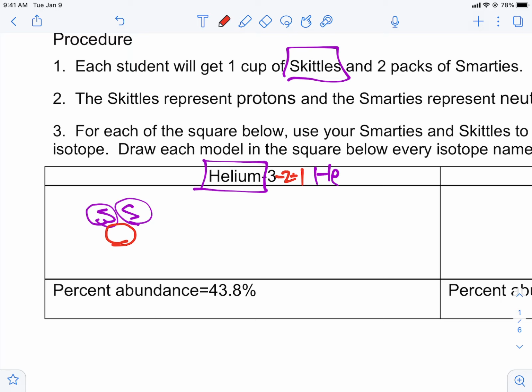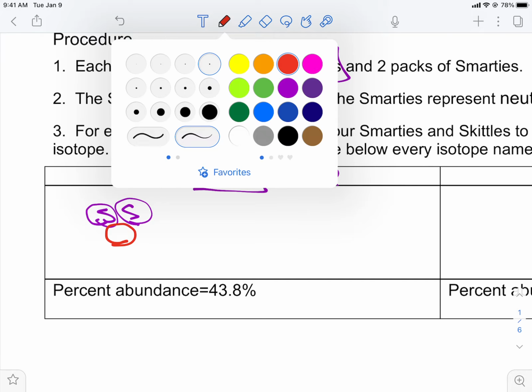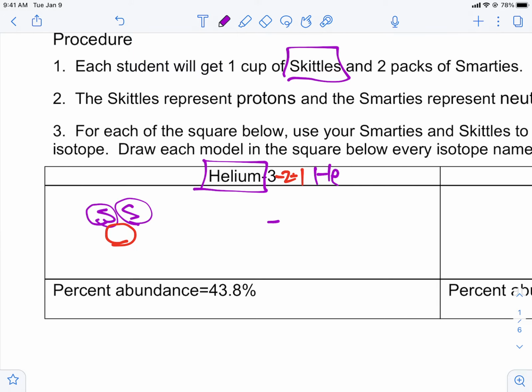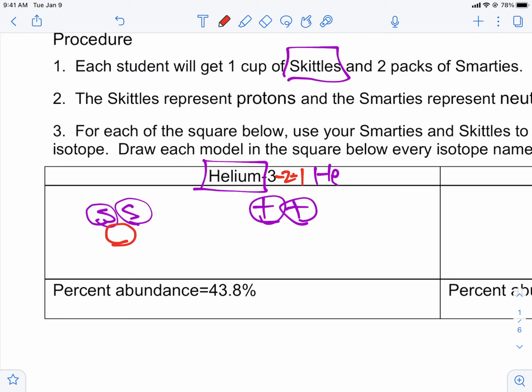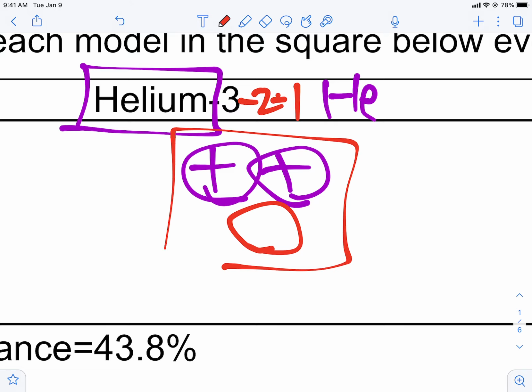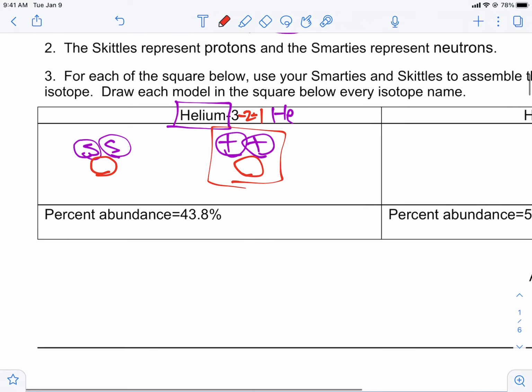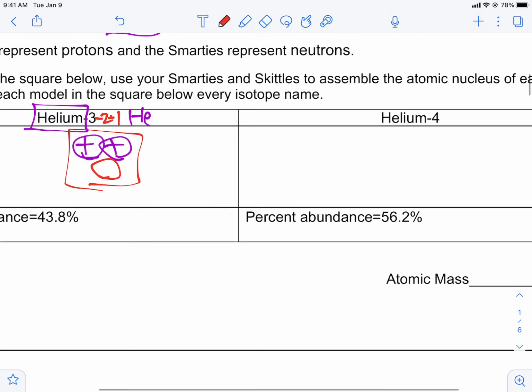Now we use the candy to model how the atom will be built and how it will be similar yet different between the left box and the right box. Again, every Smartie represented a neutron, every Skittle represented a proton. So at this time I'm going to draw 2 protons where I see a Skittle. And where I see the Smartie, I'm going to draw my lone neutron. So that is what the atomic nucleus would actually look like, right there in that box. So that's helium-3. What's helium-4 look like?